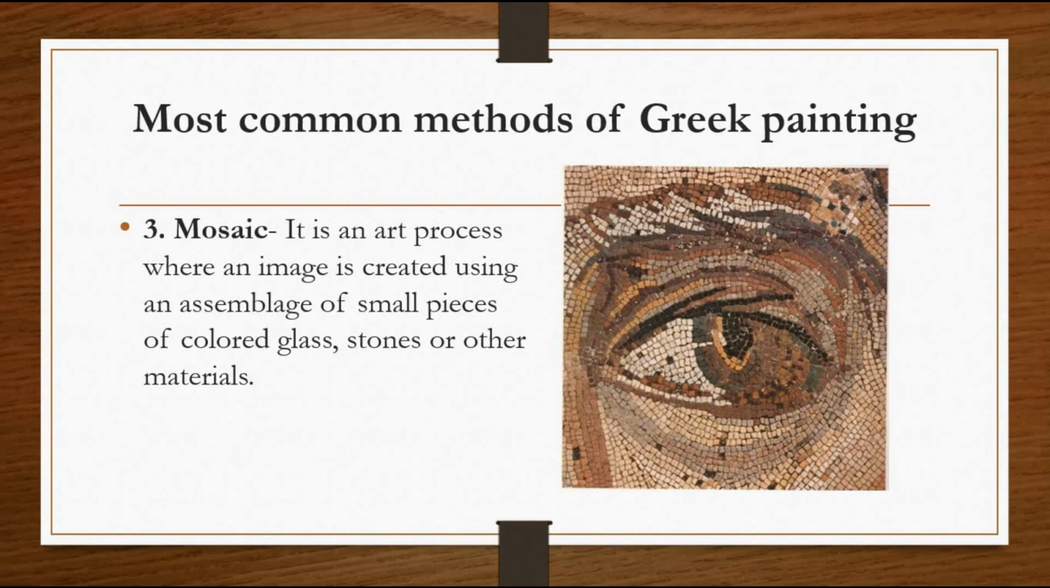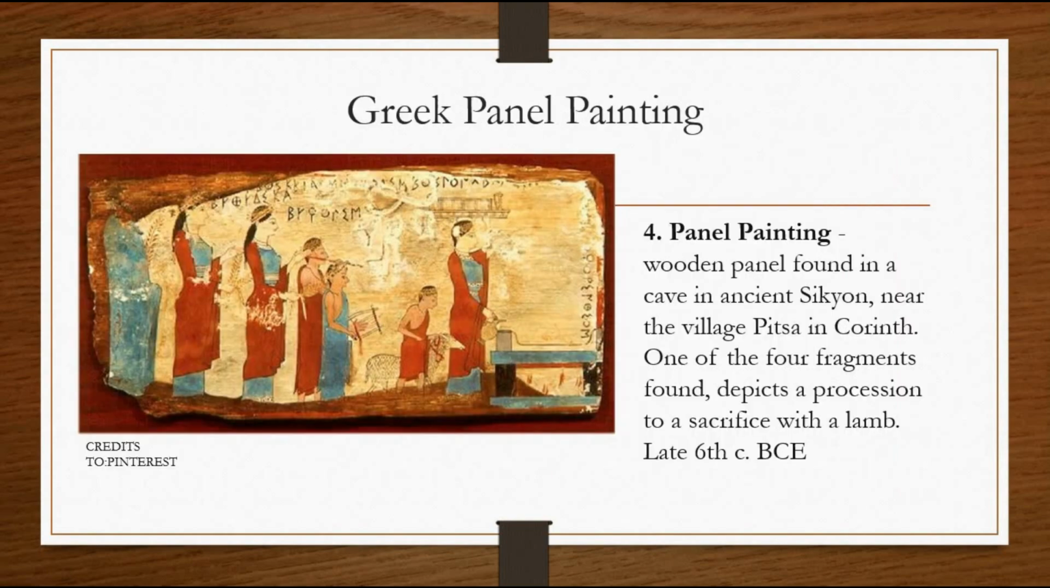We have number 3, the mosaic. It is an art process where an image is created using an assemblage of small pieces of colored glass, stones, or other materials. We have the panel painting. Wooden panel found in a cave in ancient Sicyon, near the village Giza in Corinth. One of the 4 fragments found depicts a procession to sacrifice with a lamb.